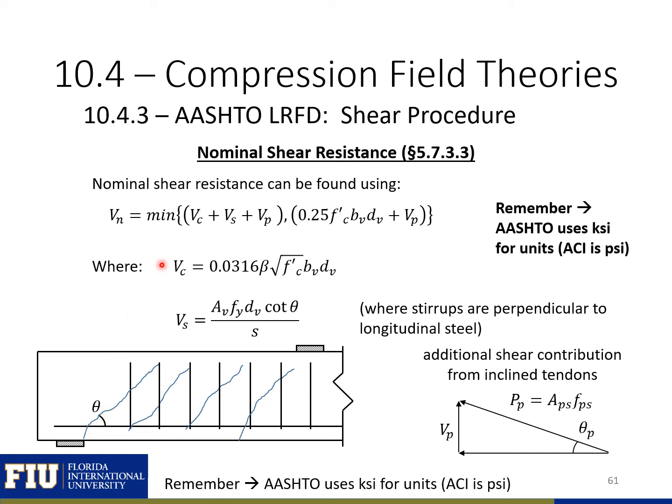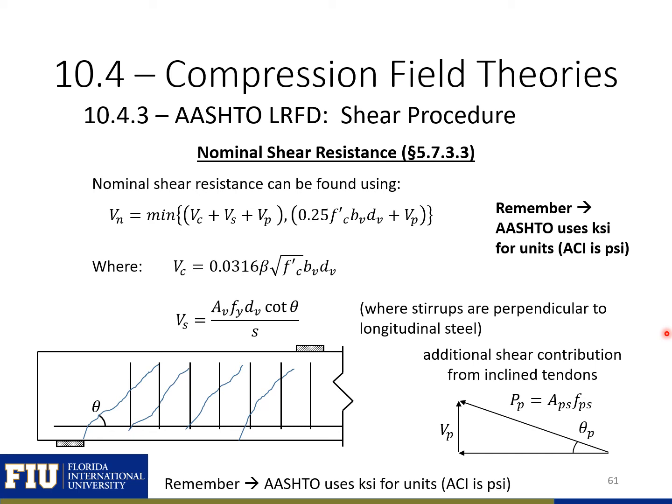You can see that Vc here depends on this beta factor, where beta tells us how effective the concrete is at resisting shear. And our Vs looks similar to our ACI equation, except we now have this theta, where theta tells us what this crack angle is. So it helps us to determine how many stirrups are crossing each crack. We also have a Vp component, which is the vertical pre-stressing component from our pre-stressing force. So we'll only have this Vp component if we have harped pre-stressing tendons.